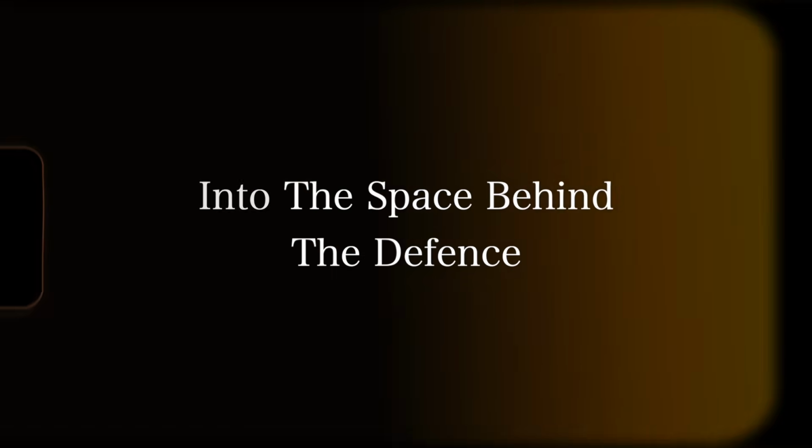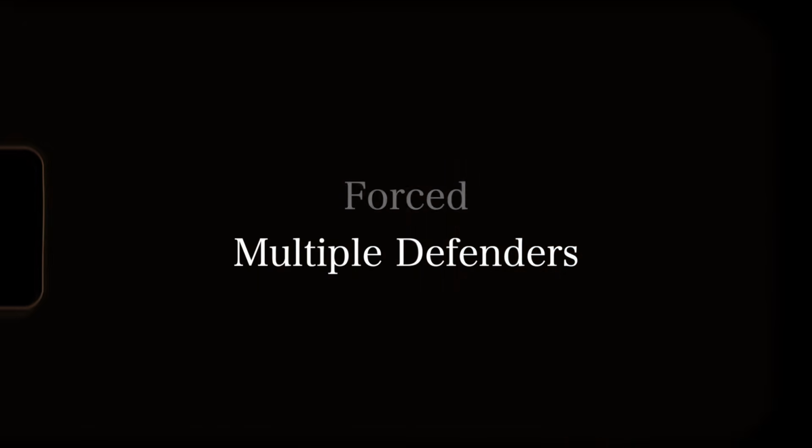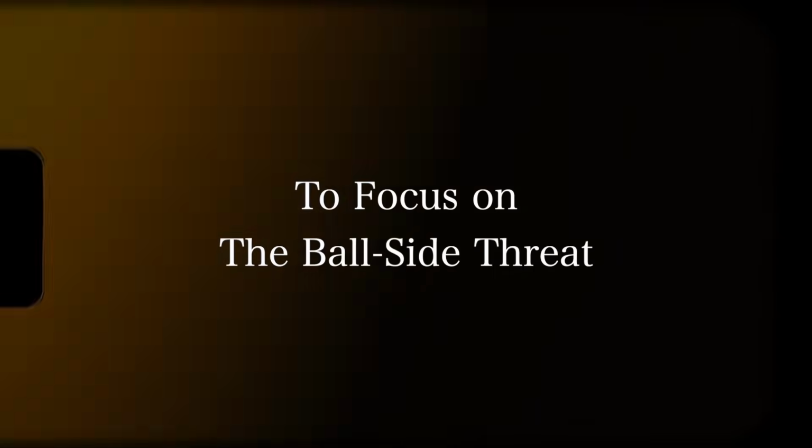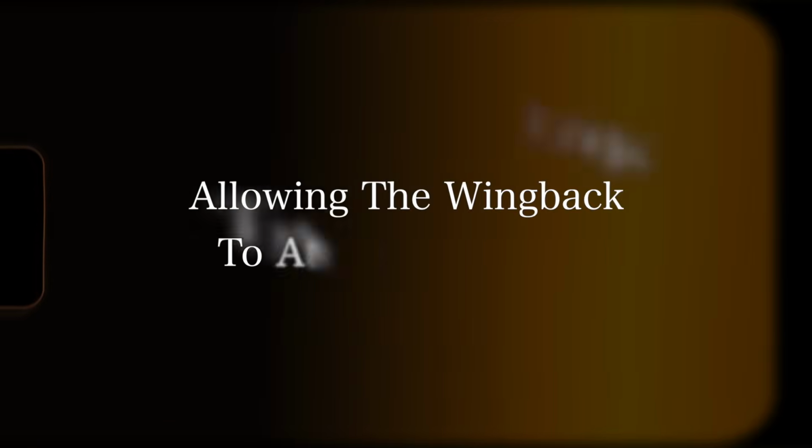The final attacking pattern was built around creating space through a depth run. The winger's diagonal movement into space behind the defense forced multiple defenders to focus on the ball side threat. As the defensive line collapsed toward the winger, the left half space became available, allowing the wingback to attack the space and arrive unmarked inside the box.